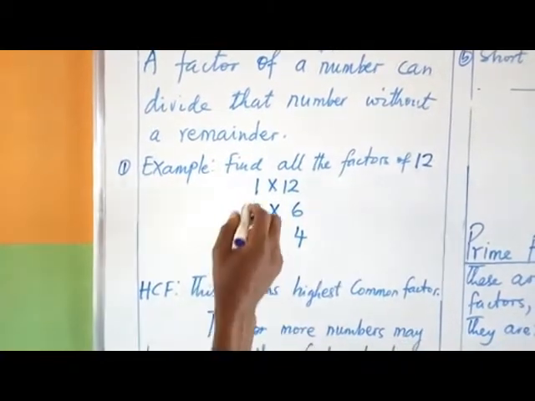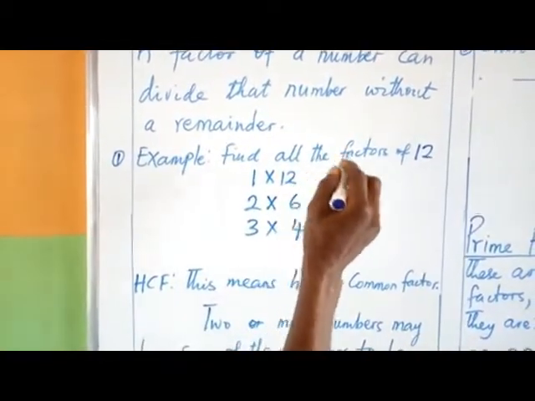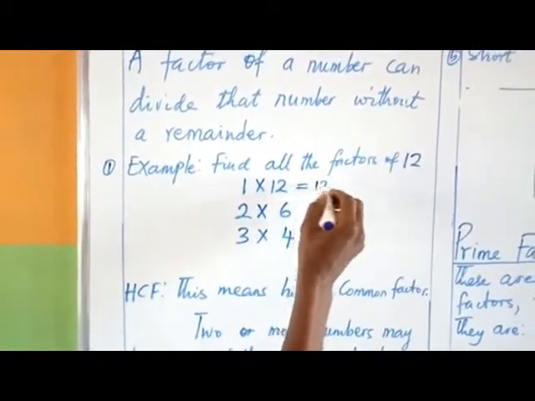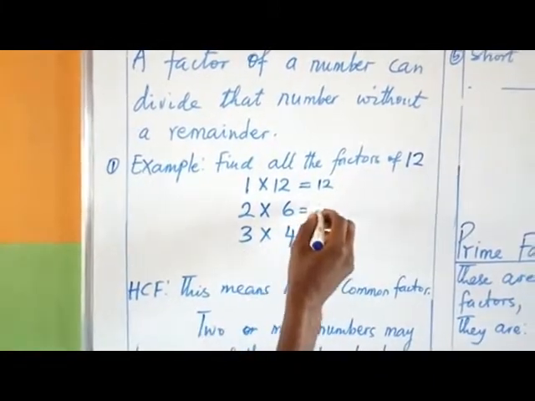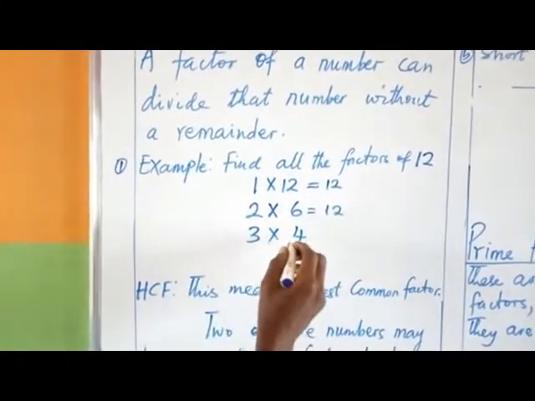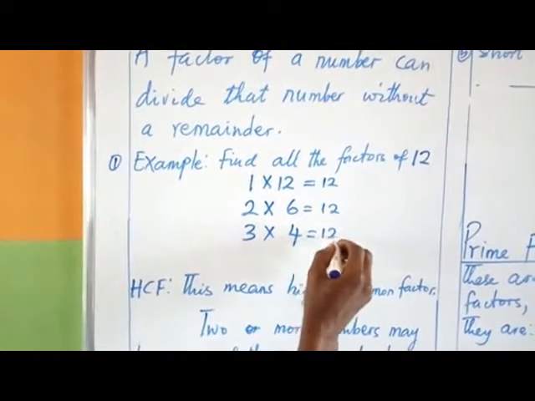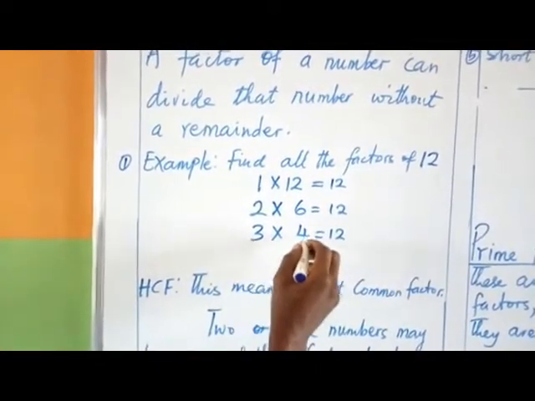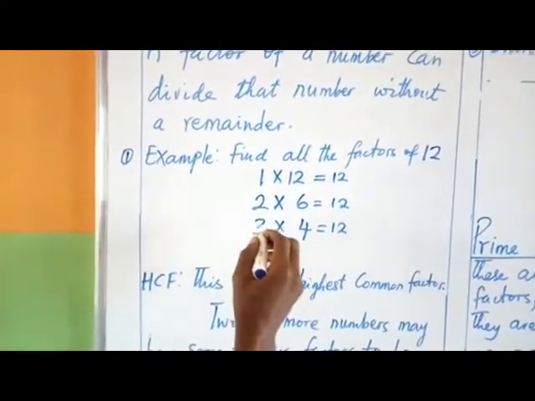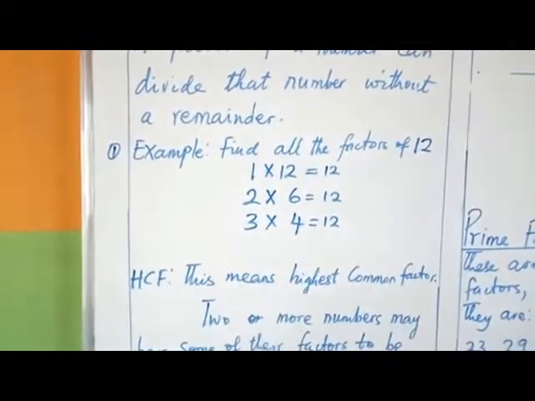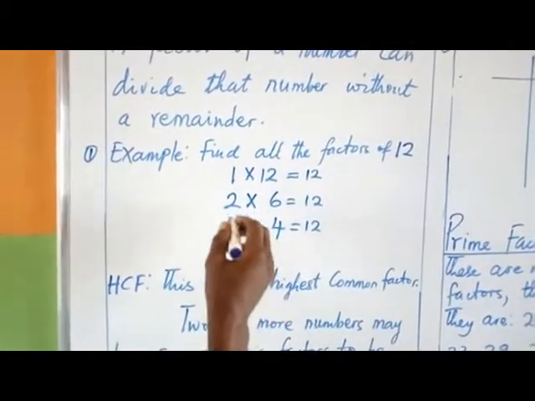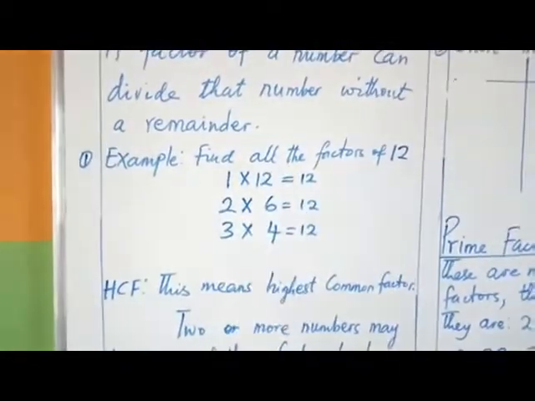Let's go from the beginning. 1 times 12 is 12. Let me write it out. 2 times 6 is 12. And 3 times 4 is 12. The next number, since 4 is already here, we don't need to now say 4 times 3 again, because it's going to be a repetition. So these are all the factors of 12.